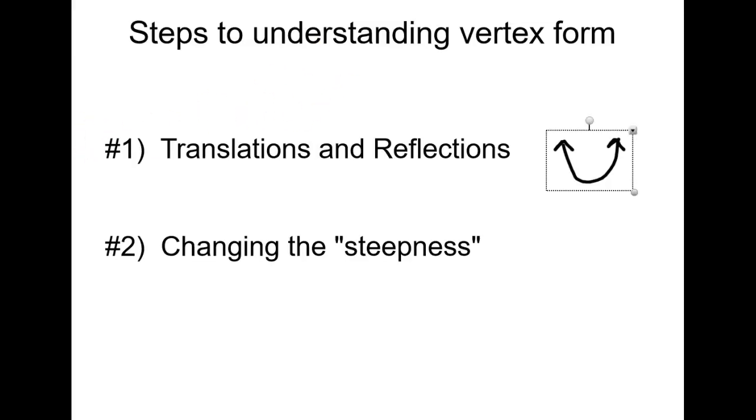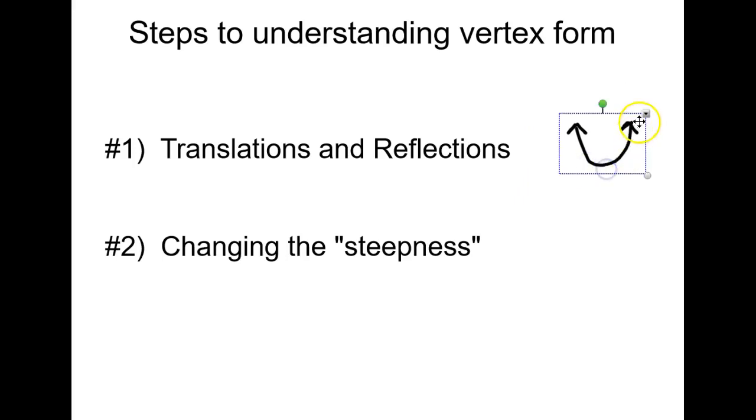This is a form that's really visual, so you can see a lot of information right in the equation without doing any calculations. So the first thing that you can see is translations and reflections. Translation is just a word in math that means moving up or down or left or right. The shape of the graph isn't going to change. It's just going to move left or right or maybe up or down or maybe both.